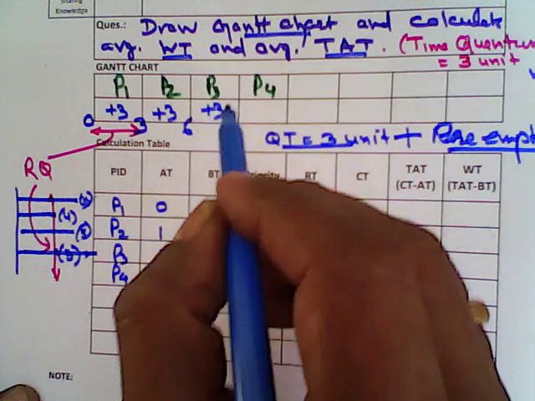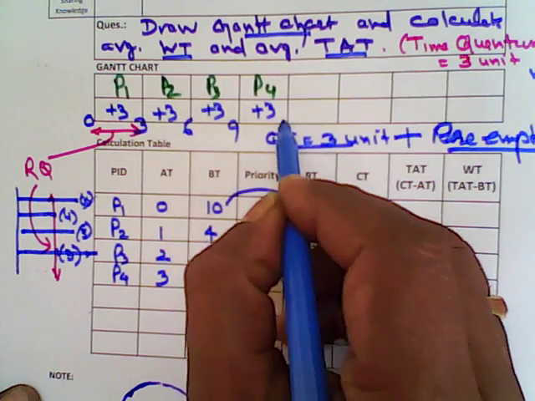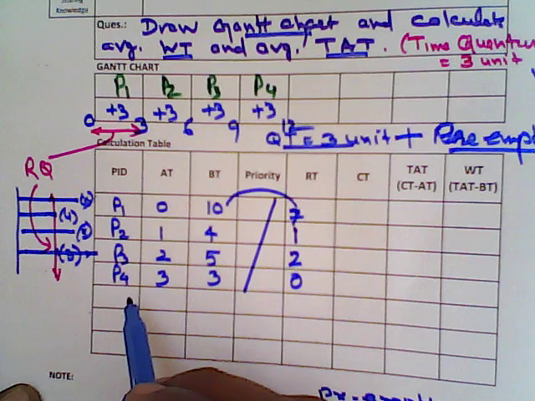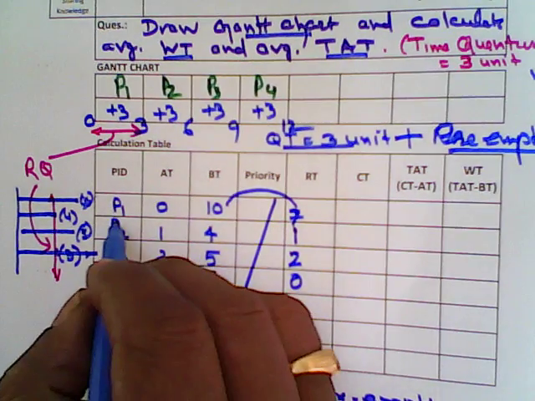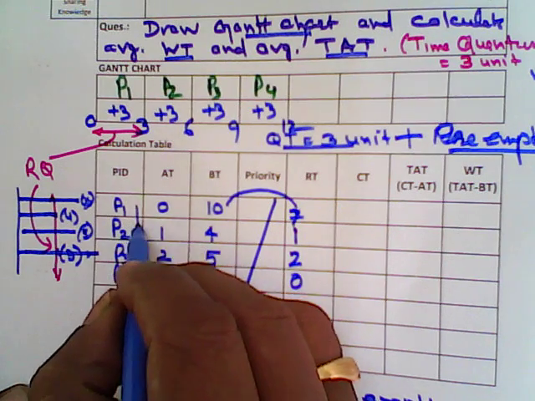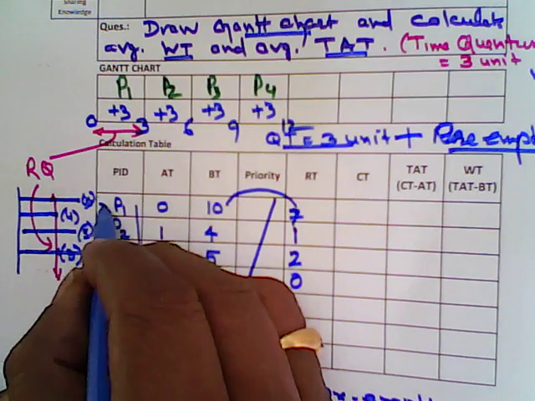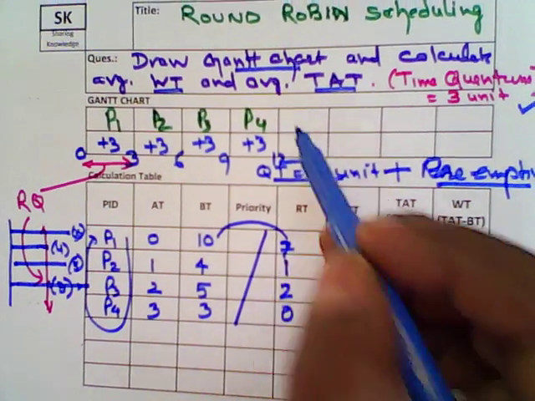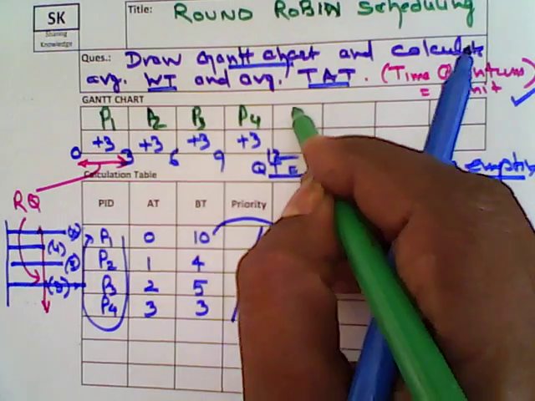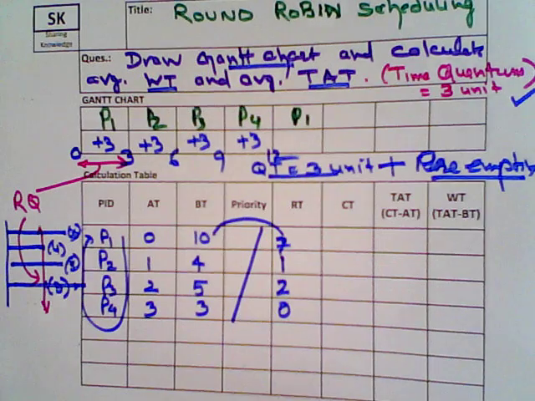Now after P4, it goes in a cycle. It started from here, then it goes back around like that. So we will go in that particular order, and we put P1 here. What is P1? 7 minus 3 is 4, so plus 3 is nothing but 15.